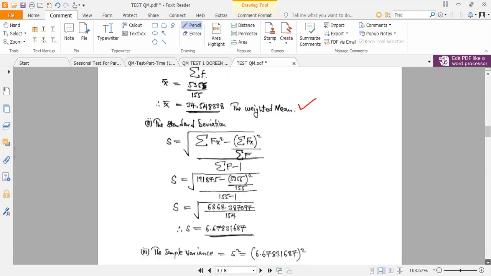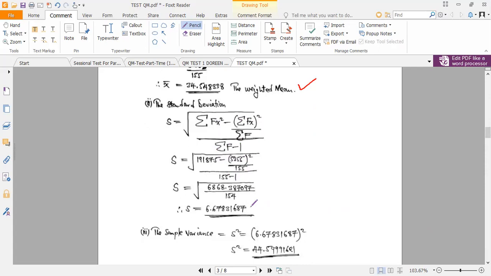So between you and your calculator, when you compute it, the answer you find inside is your variance, and when you square root it, it takes you directly to what? Our standard deviation. So this is 6.678. When you square this answer, it becomes what we call our sample variance.